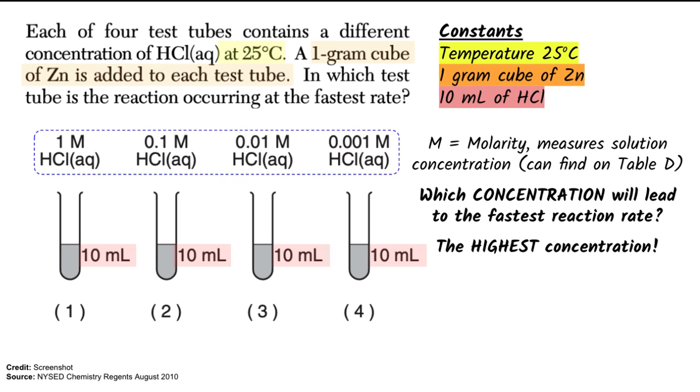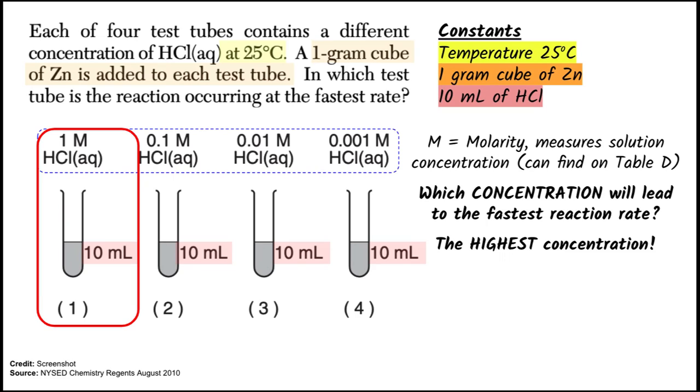And so I will pick the highest concentration, because remember, the higher the concentration, if everything else is the same, the more solute particles, or in this case, the more HCl particles will be in that test tube. So the 1M test tube has more HCl particles in it than the 0.1M test tube, or the 0.01M test tube, or the 0.001M test tube. The 1 molar test tube has the most HCl particles, and since all of the test tubes are getting the same number of zinc particles added to them, test tube number 1 will allow for the fastest reaction rate, as it has the most HCl of all the possible setups.